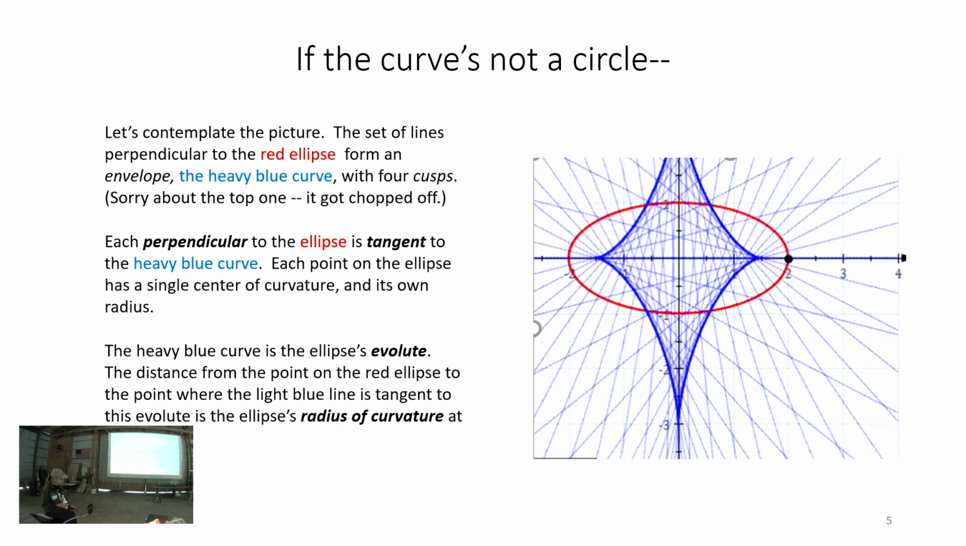Okay, I've stopped the animation here, and we can look at it. You can see that there are four heavy blue lines around here and a whole bunch of perpendiculars to the curve. The heavy blue lines are the evolute of the ellipse.